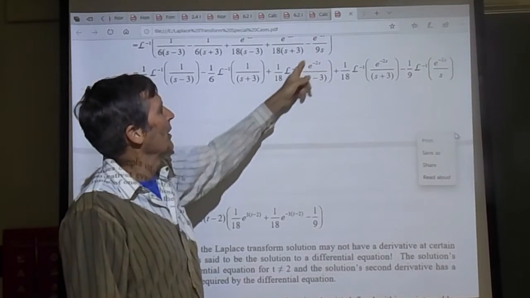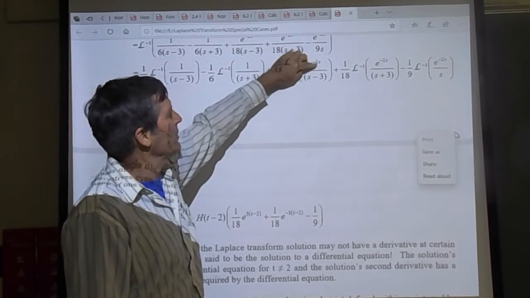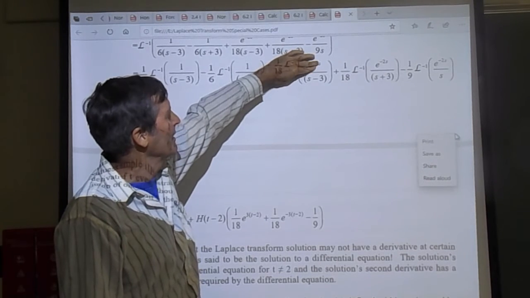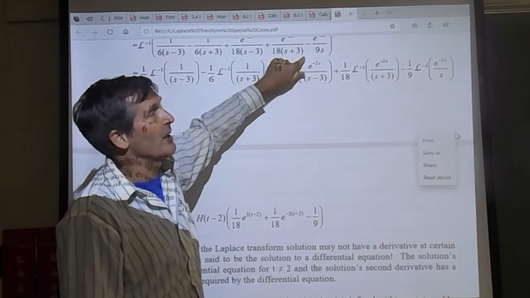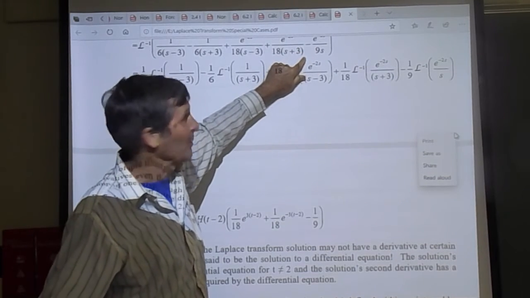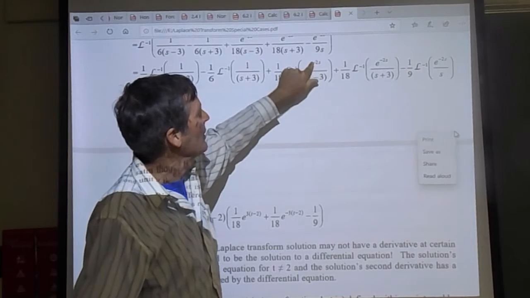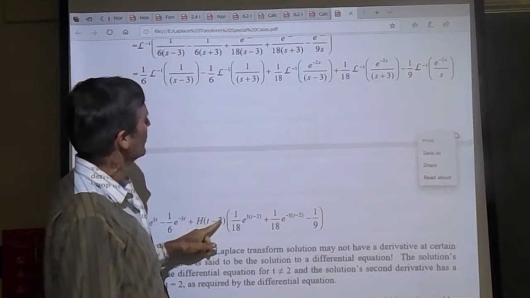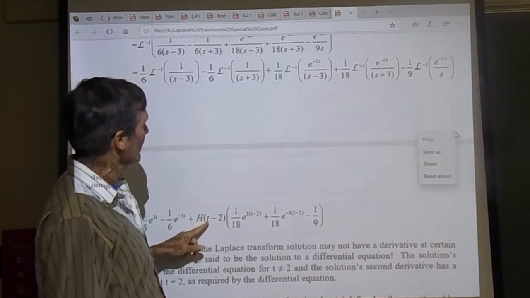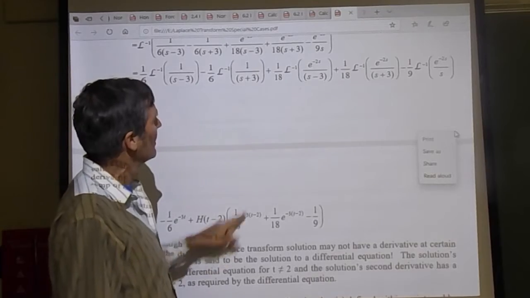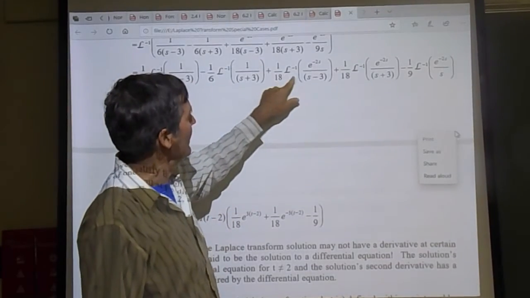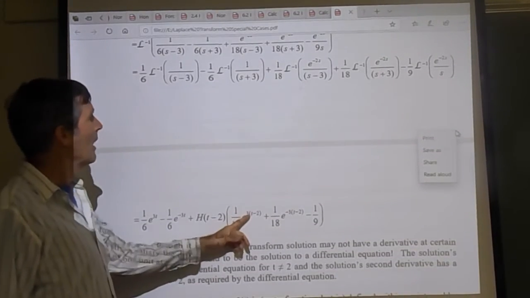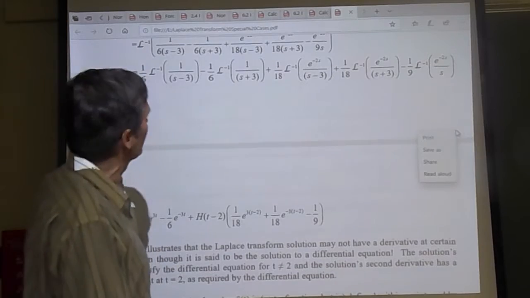How about this one though? You say, wait a minute, it's e to the minus 2s multiplying something I know. 1 over s minus 3 was the transform of e to the 3t. When it's multiplied by e to the minus 2s, that means second shifting theorem, right? h of t minus 2 times 1/18 e to the 3t with t replaced by t minus 2.